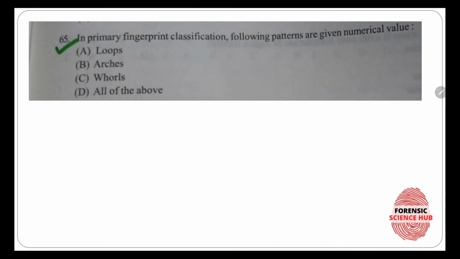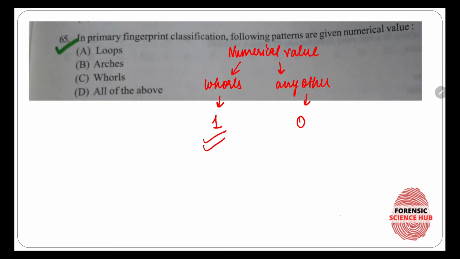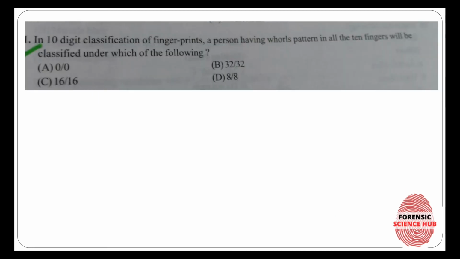Moving on to the next question. In primary fingerprint classification, following patterns are given numerical value. So I've told you guys that the numerical value for whorls is 1, and for any other it is 0. So here the proper numerical value that actually carries some kind of importance is given to whorls only. So the correct option is C.